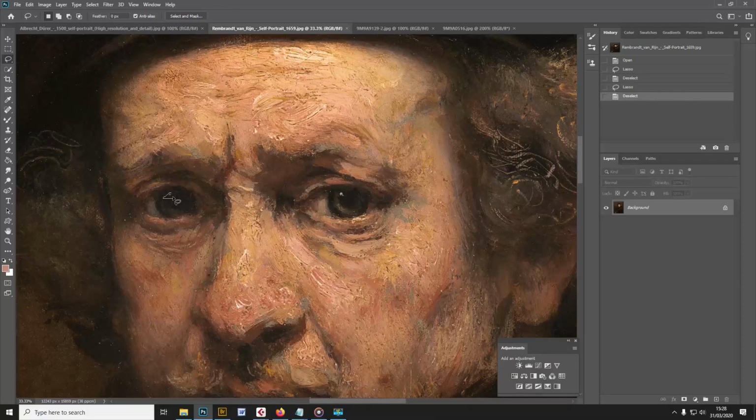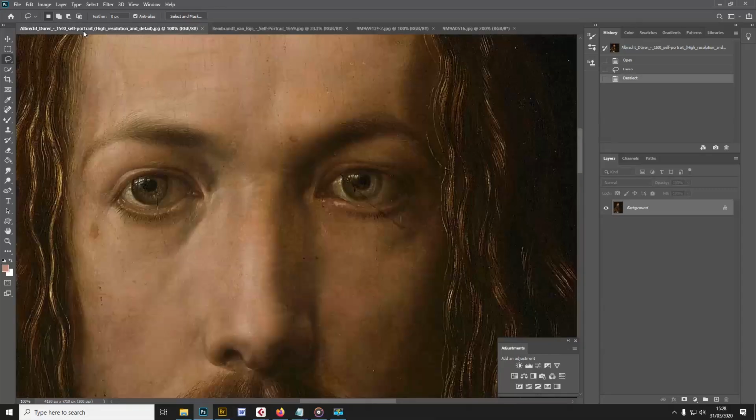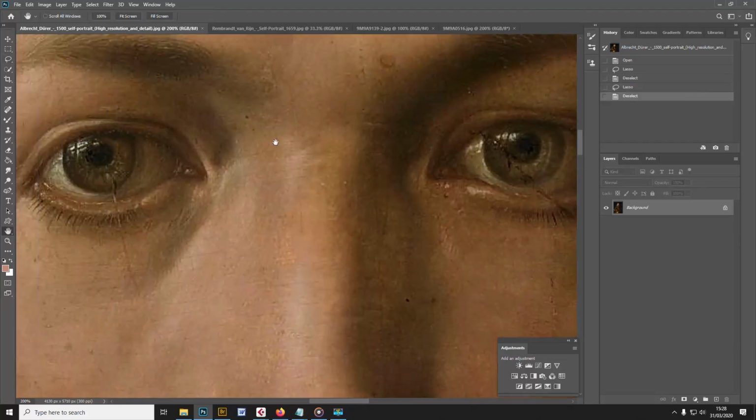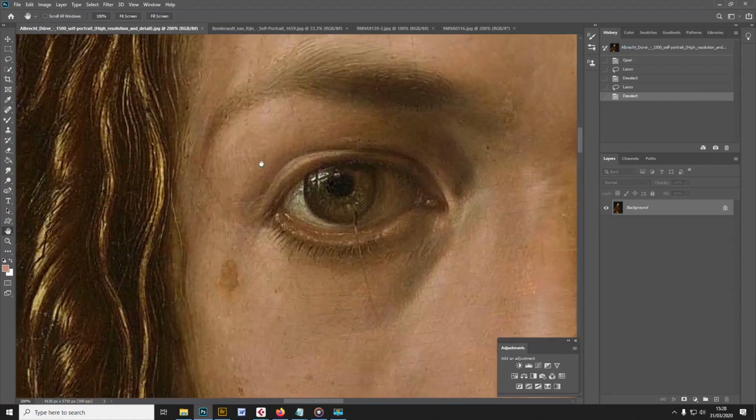But it seems clear to me that in comparison, Rembrandt wasn't terribly interested in the catchlight in the eye. He wanted to show it, but he didn't really want to go into a lot of detail with it. Whereas I think this is the extraordinary thing about the Dürer, is the trouble that he has gone to render this highlight in the painting.